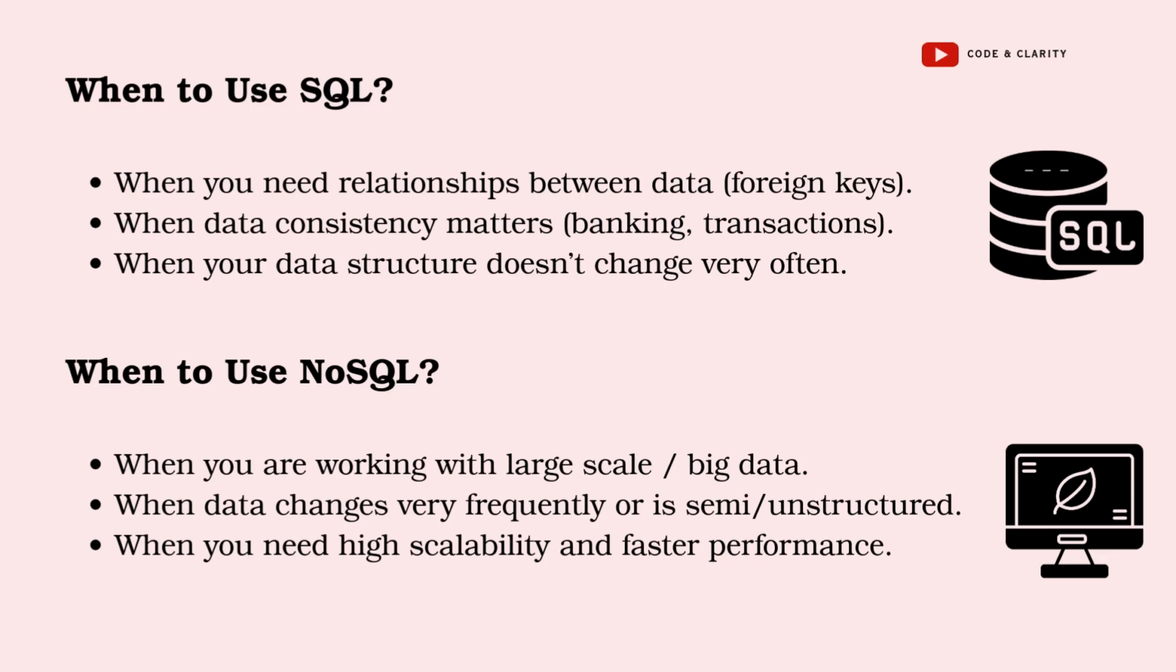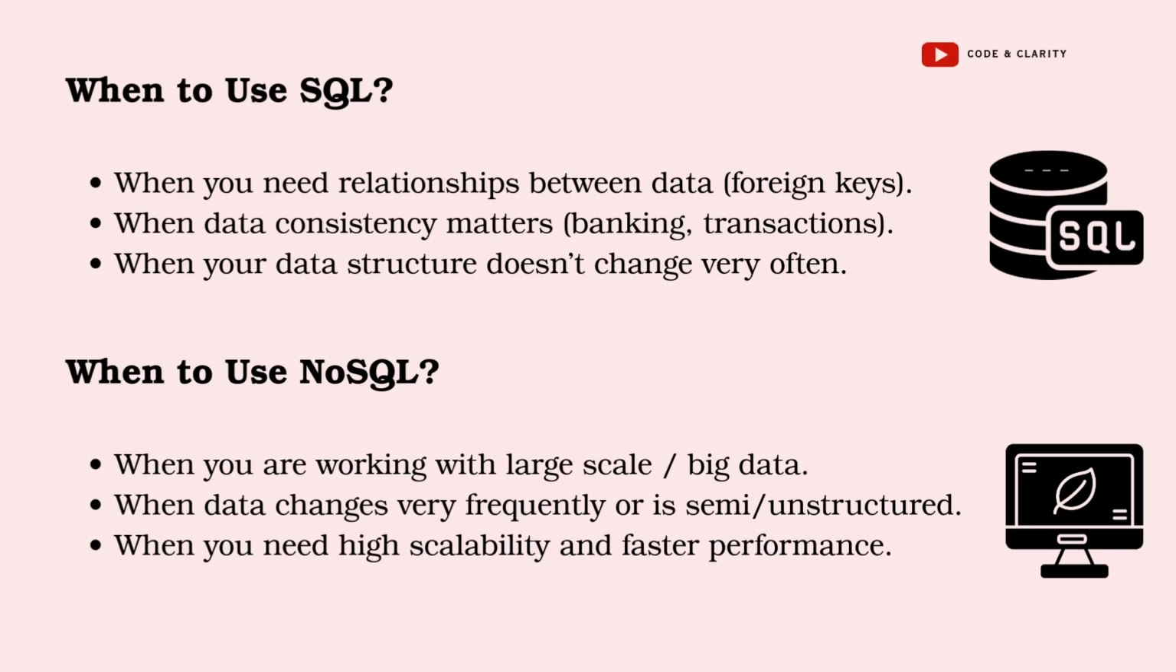Now the question is where to use SQL and when to use NoSQL. Now where SQL is used. SQL is used in case of banking systems because transactions must be accurate in them. Also, in case of inventory management, in case of student or employee databases. Basically, when you need relationships between the data, that is the foreign keys. And the next reason is when the data consistency matters, like in case of banking transactions. Now, when your data doesn't change very often, the data is consistent, then also you can use the SQL databases.